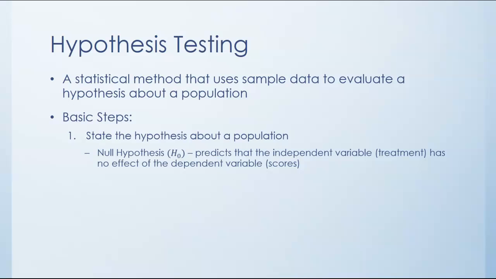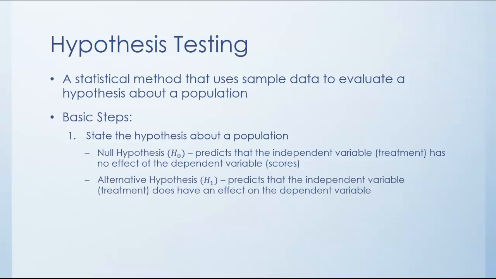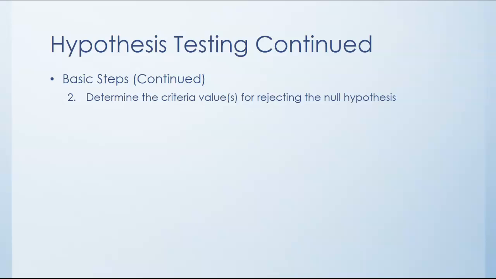so therefore the mean of your population is the same as the mean of your sample. Then the alternative hypothesis is that the independent variable, the treatment, did have an effect on your dependent variable. So now your population mean and your sample mean are two different values. They're significantly different from each other. You'll hear that phrase quite often, significantly different. That just means the sample mean is far enough away from the population mean that it didn't happen by chance.